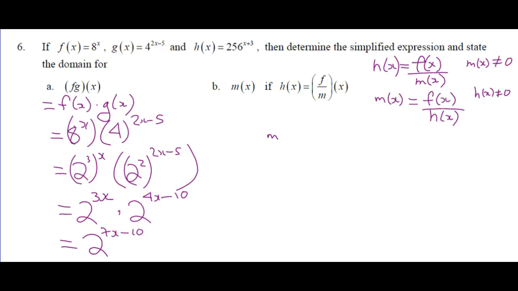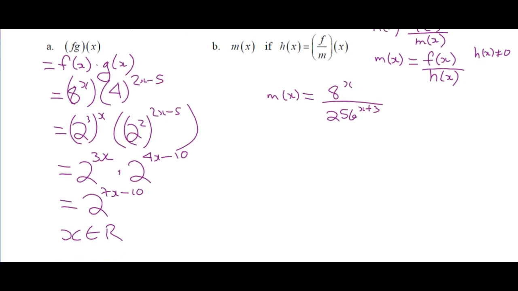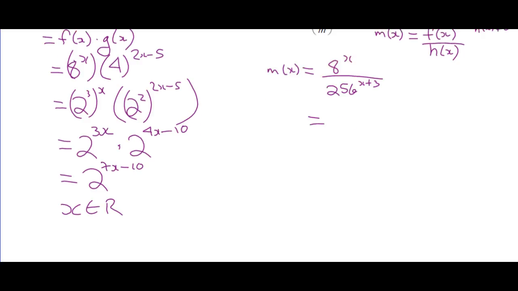Okay, so m of x is equal to 8 to the x over 256 to the x plus 3. Can those be expressed with a common base? What is that base? 2. So 8, we've done. 256, is that 2 to the 8? And if you don't know that offhand, you can play with it, right? You do 2 to the 7th, oh, too small, 2 to the 8.